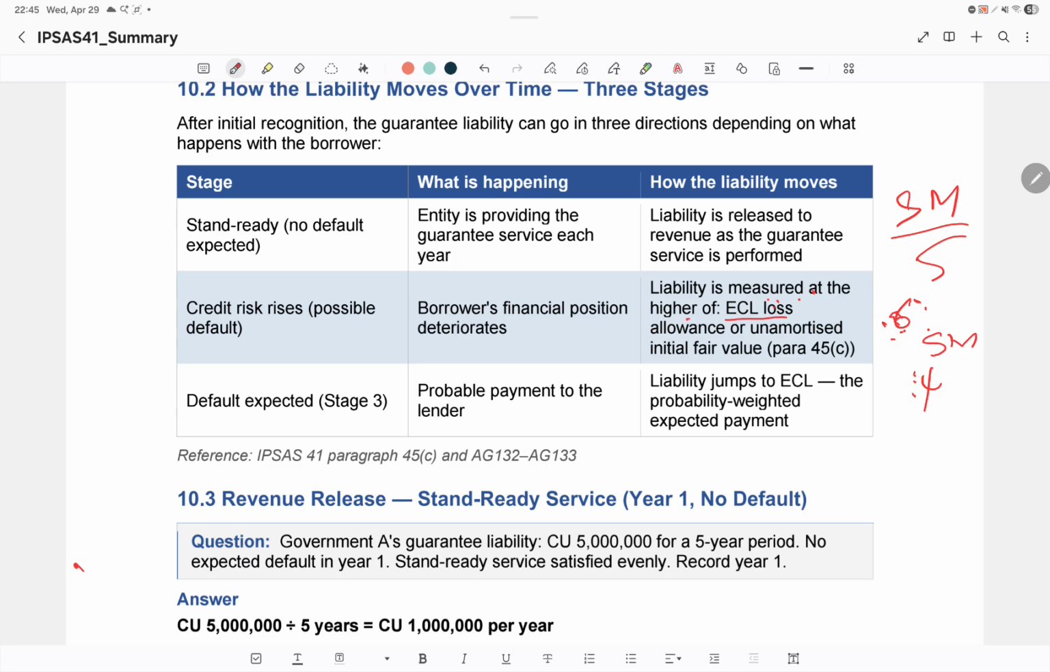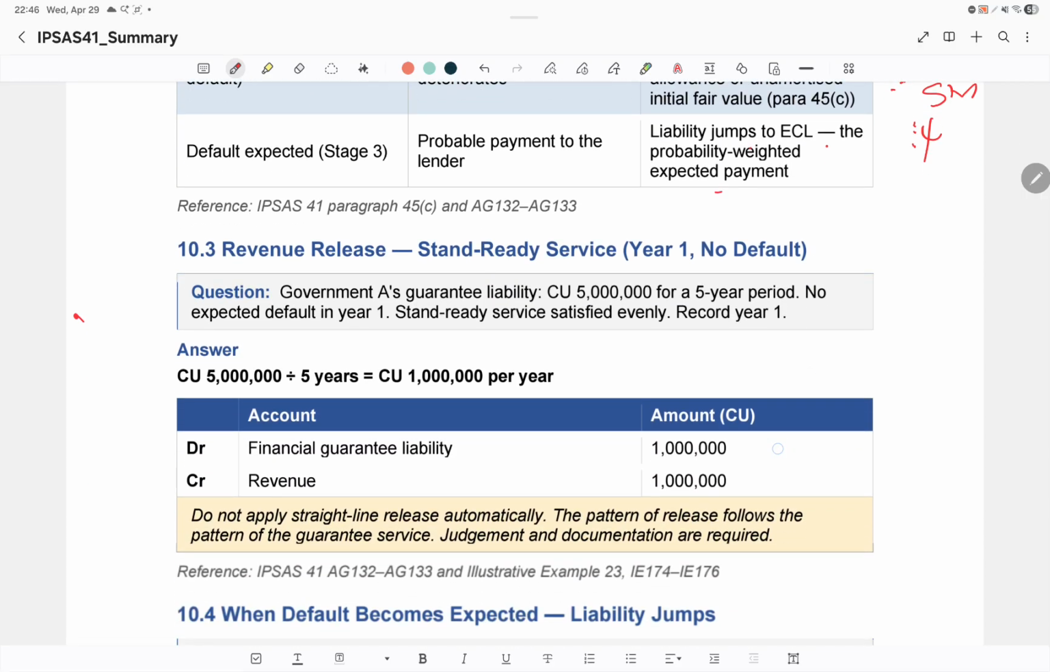Default expected, security probable payment to the lender. Liability jumps to ECL, the probability weighted expected payments.